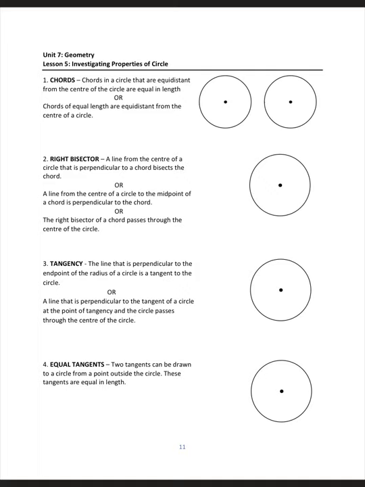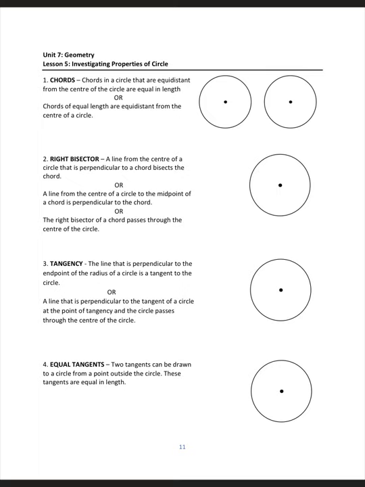Good morning, everyone. Today we're looking at Unit 7, Lesson 5, Investigating Properties of Circles. So we're going to look at some more properties of a circle and talk about what those things mean in terms of the circle, and then we have to pull on some of that previous trig knowledge to help us identify certain things within a circle.